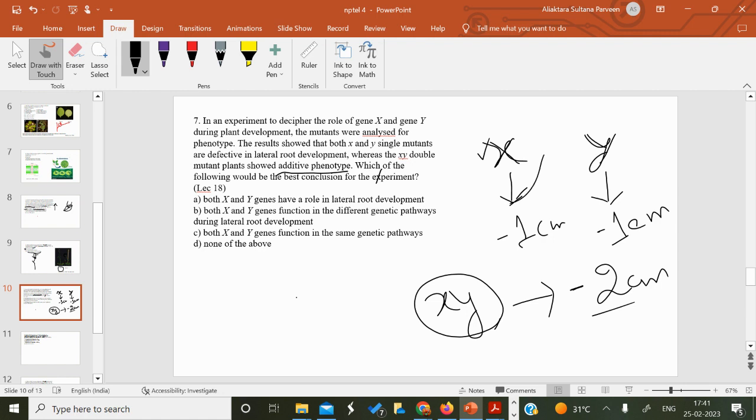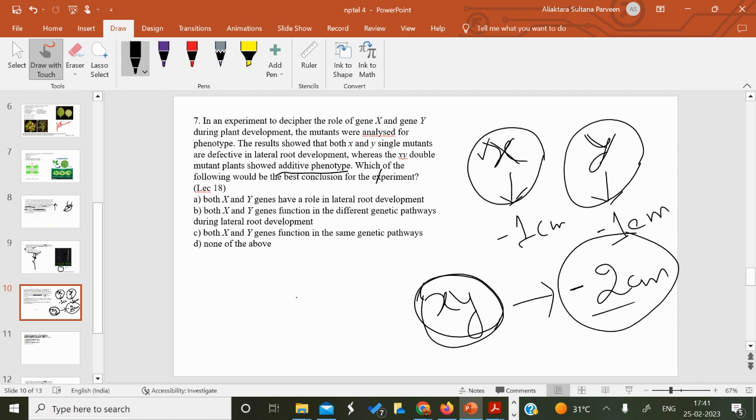That means X was contributing to some development, Y was contributing to some development, and when X and Y are mutated together, that leads to a greater developmental defect. So that is what they mean by additive. Individually they each contribute, and when they come together, their individuality is still expressed, leading to minus two, the additive phenotype. What does that mean? They are not interacting with each other; they are working in their individual pathways. That's why, when they come together, they lead to an additive phenotype. And why are they not interacting?